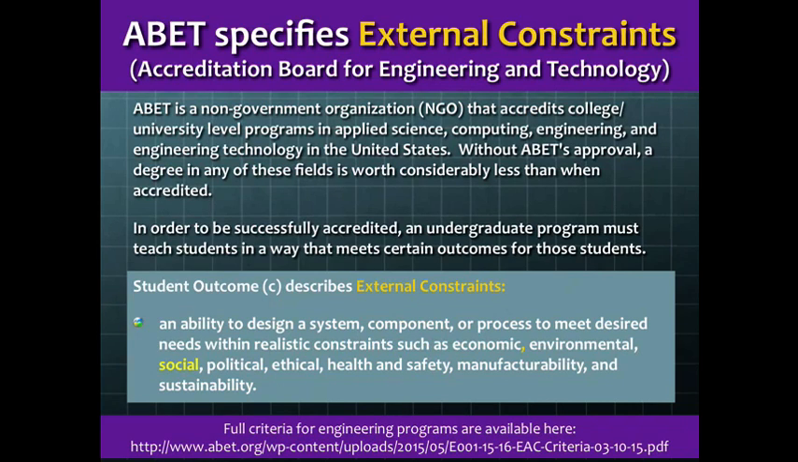Outcome C states that students should have an understanding and ability to design within social constraints. Let's take a look now at what that can look like during the engineering design process.